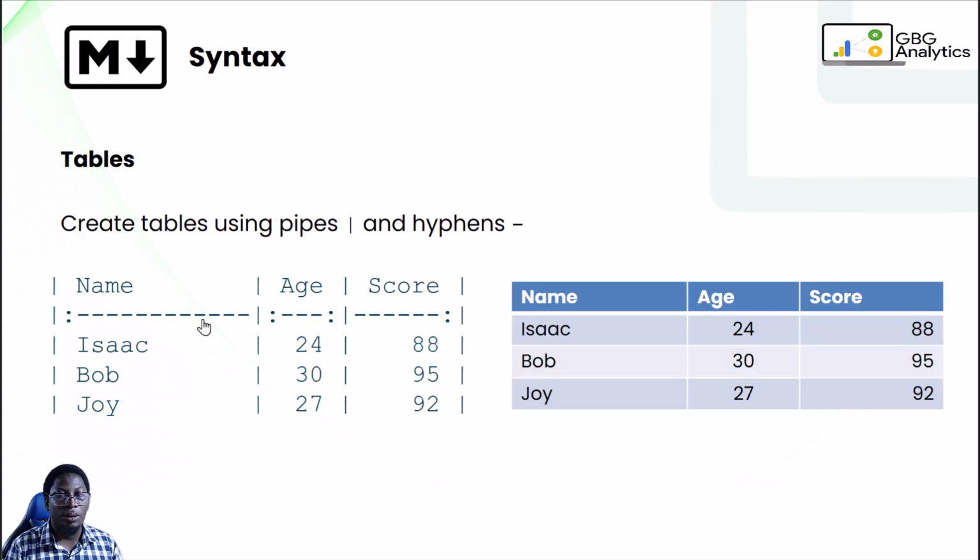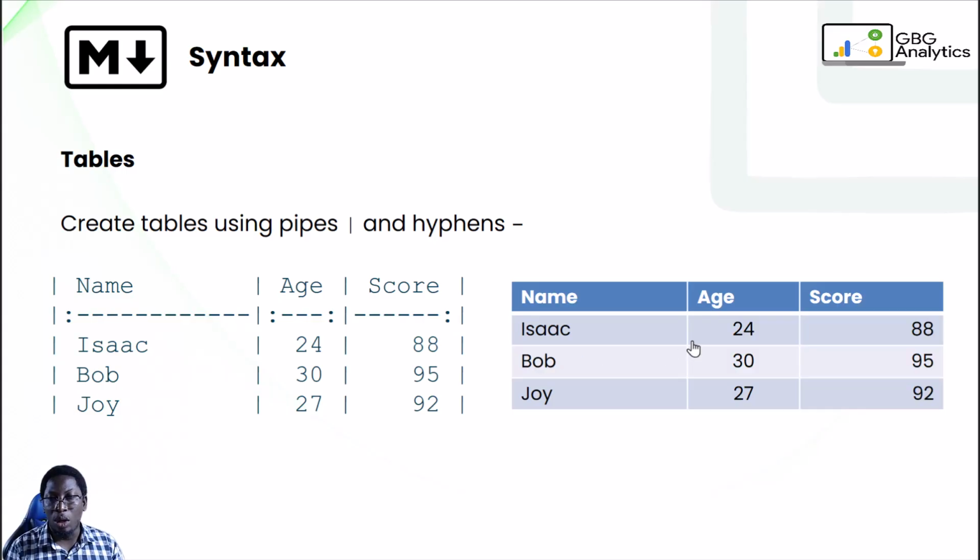Then for data rows, you will use the same pipe-separated format as the header, just like you have done for the other columns. So for every row here, for example, this is the first row, this is the second row, and this is the third row. For the Isic row, you have a pipe here, pipe here, pipe here, pipe here. And for the Bob row, you will have pipe here, pipe here, pipe here, pipe here. And for the Joyce row, you have pipe here, pipe here, pipe here, pipe here. If you render this, then you will get this table.